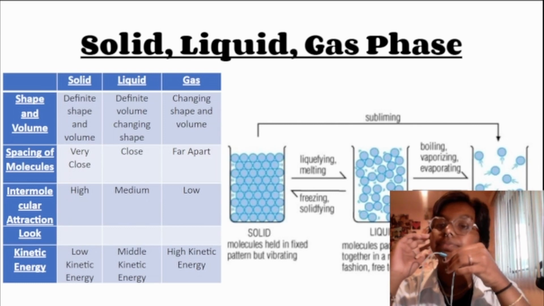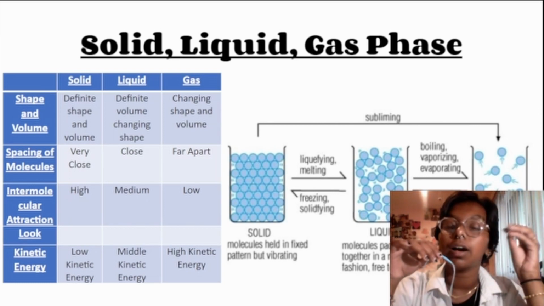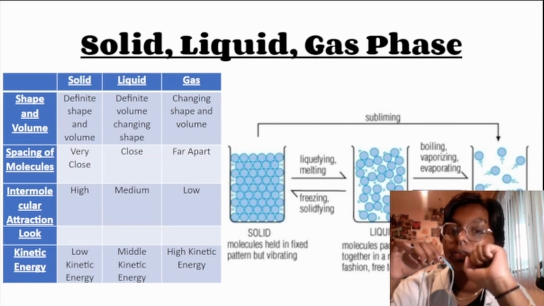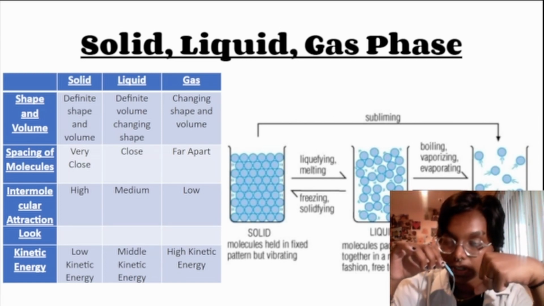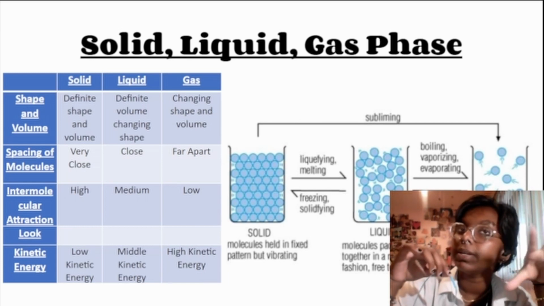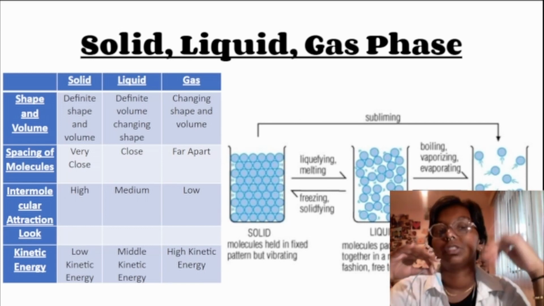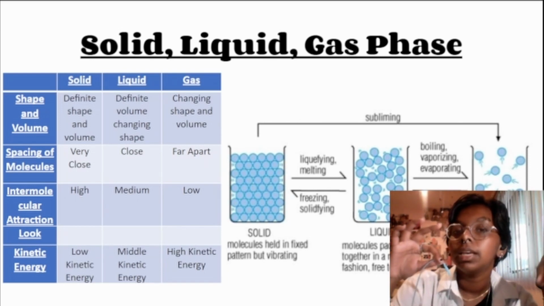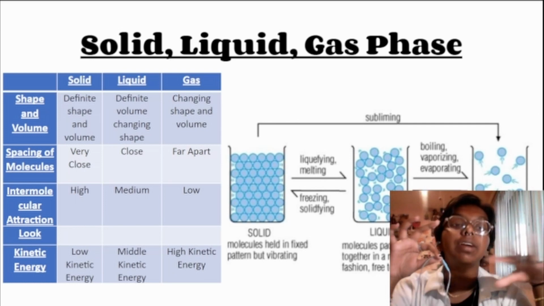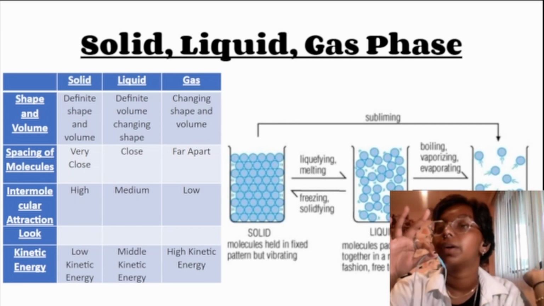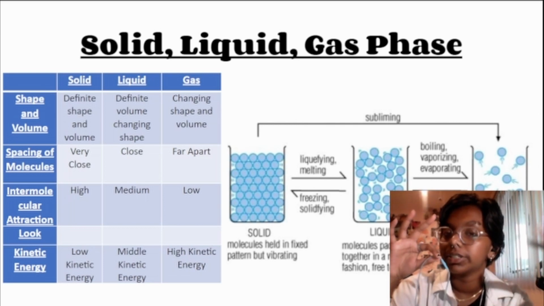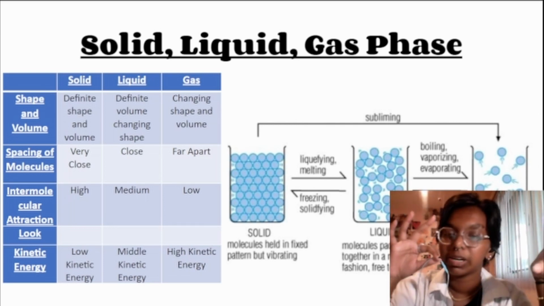So how far apart are the molecules? In a solid, the molecules are very, very close to each other. They're very tightly packed. In a liquid, they're close, but not as close as a solid, which allows them to change shape, but doesn't allow them to change volume. And with the gas, they're very far apart. They can go wherever they want, which is why they have a changing shape and volume.